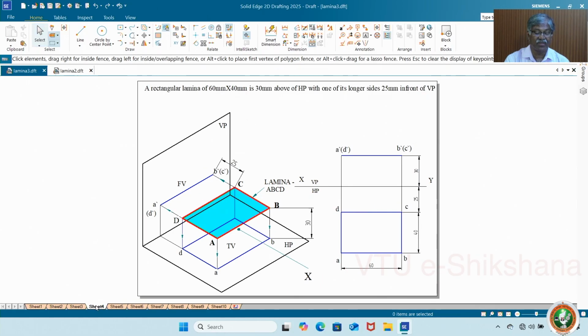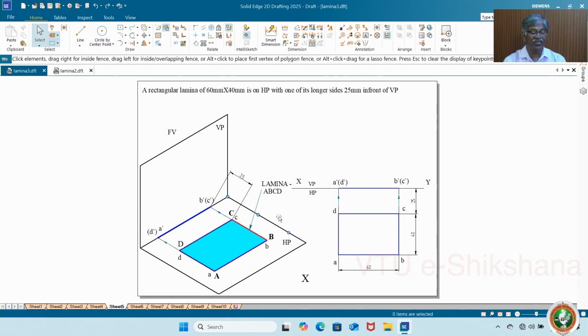Same thing with some specifications I have given. So 30 mm above HP, 25 mm in front of VP. Definitely the top view will be the true shape, and the front view is a line 30 mm above HP. If it is on HP, definitely it will be on the XY line. Anyway, we will show you how exactly. See, I have taken one surface on HP. So on HP, that means your front view is on the XY line. The top view is in front of VP. Definitely this distance, say 25 mm, is maintained, and the true shape 60 by 40 is available.